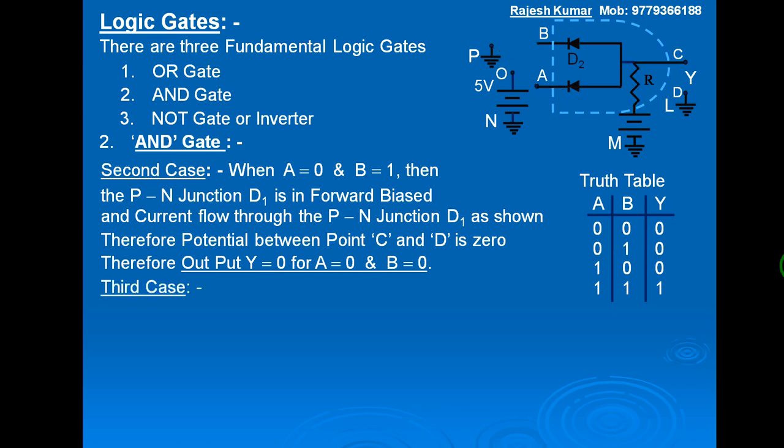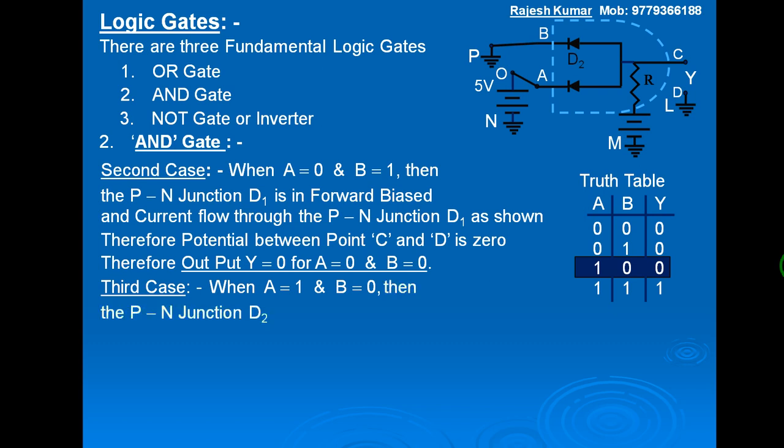Now, third case, when A is equal to 1 and B is equal to 0. So this is the third case. For A equal to 1, connect A to point O at the 5 volt battery, and for B equal to 0, connect B to point P.